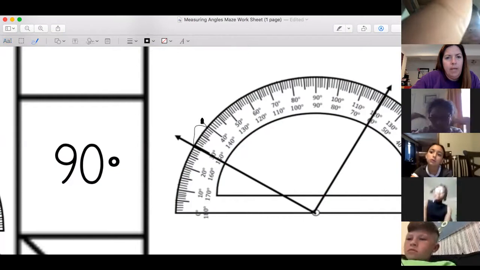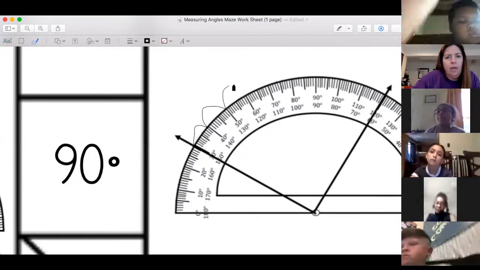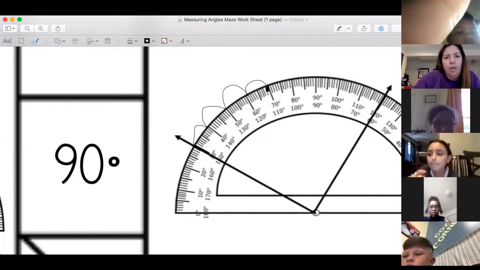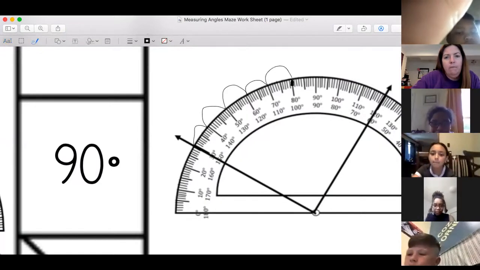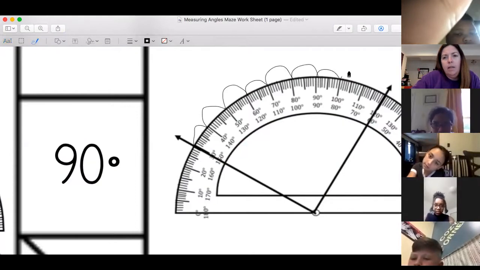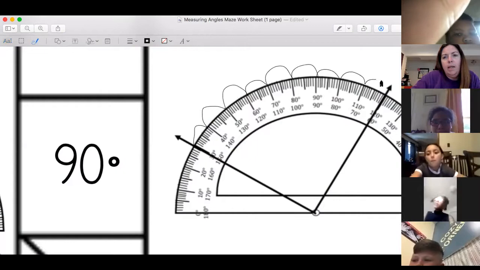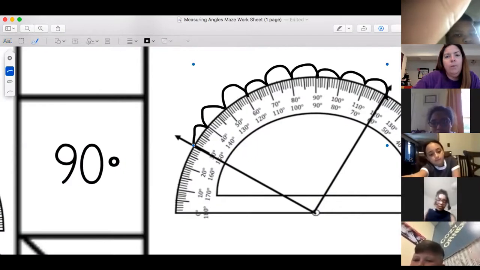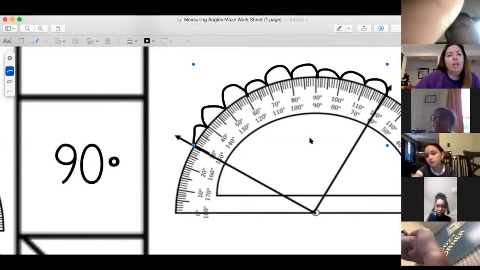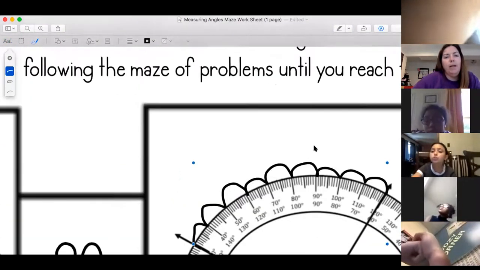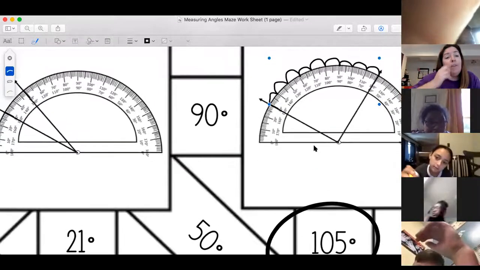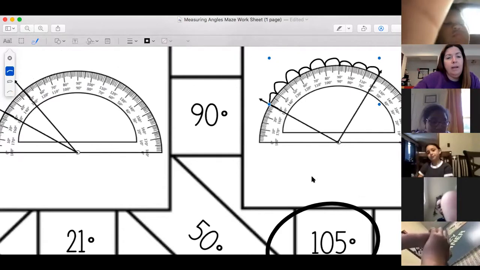Here we go, 10, 20, 30, 40, 50, 60, 70, 80. What would that be? 90 degrees. That's exactly right. It would be a right angle. Fantastic. That's exactly right.